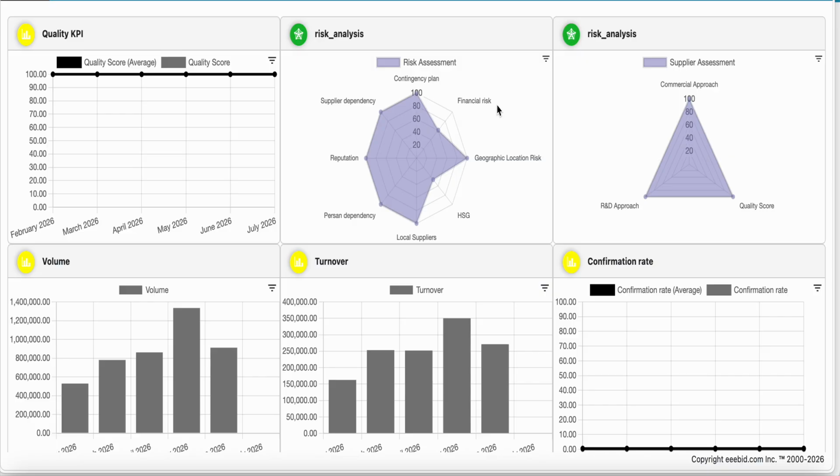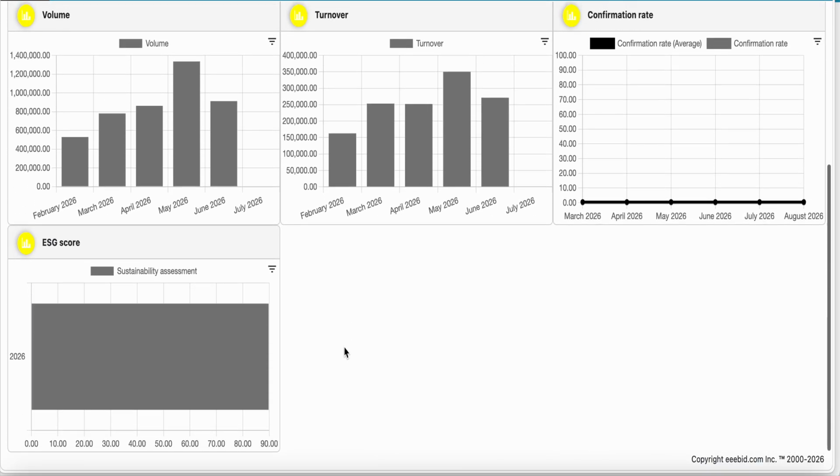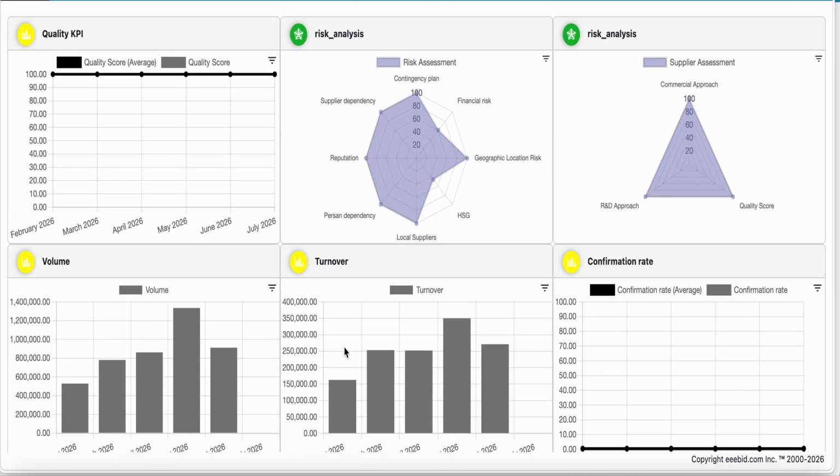Additionally, there is kind of the way of collaboration. Commercial, R&D, quality, all looks great. Here there are some hard facts like the volume developing, the turnover, the confirmation rate, and in this case, the ESG score.